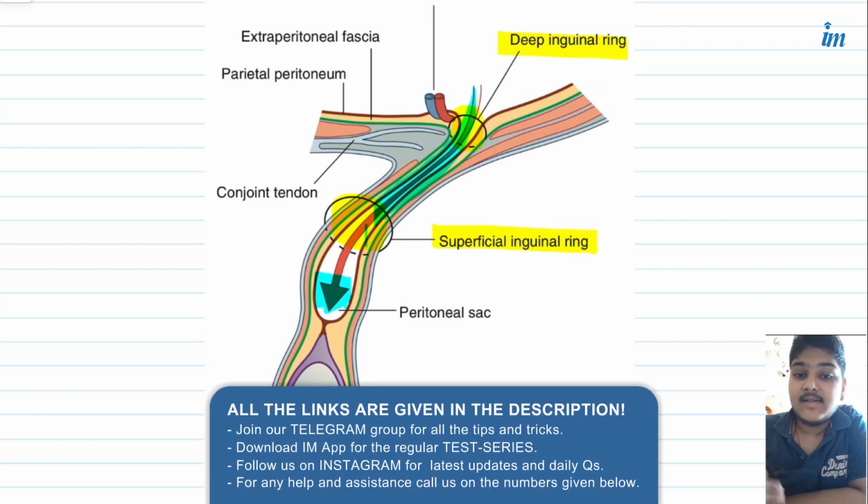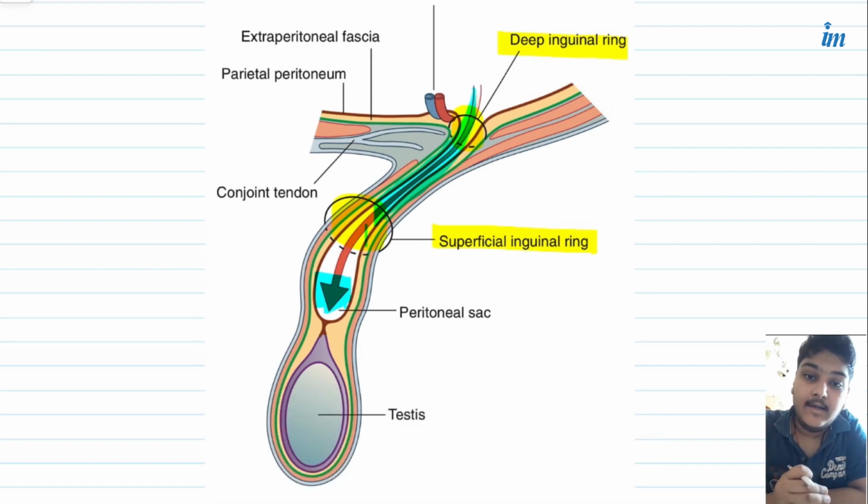Why spermatic cord? What is the relation of your indirect inguinal hernia to the spermatic cord? Because the spermatic cord is a content of the inguinal canal and the hernia is passing through the inguinal canal. Therefore, it will protrude along with the layers of the spermatic cord.